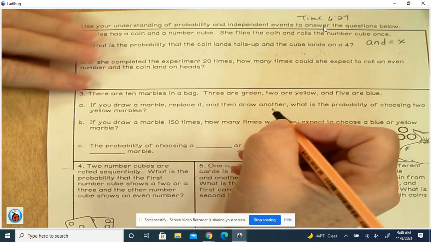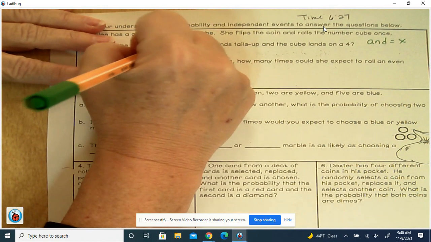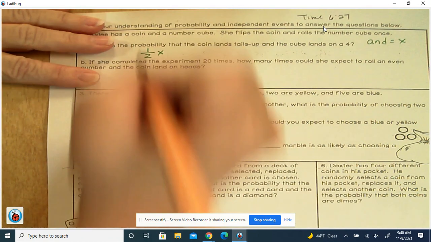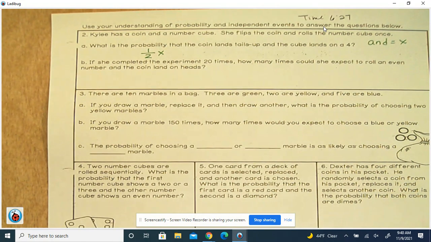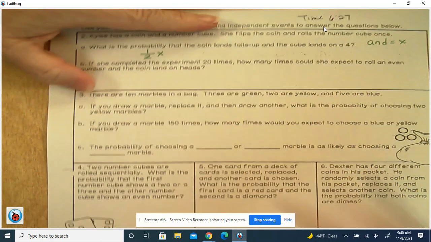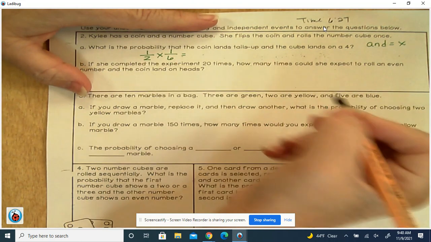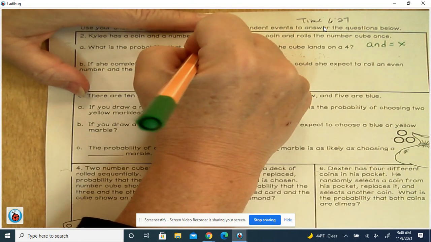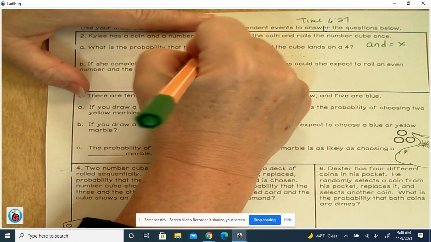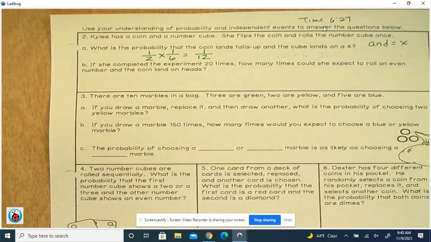So the probability of the coin landing on tails is 1/2, multiplied by the number cube landing on 4. There's one 4 on the number cube out of 6 possible outcomes. If you multiply those together, 1 times 1 is 1, and 6 times 2 is 12. So you get 1/12.